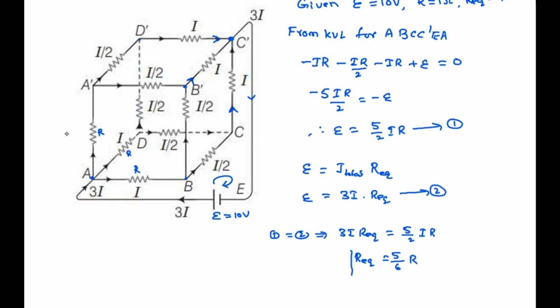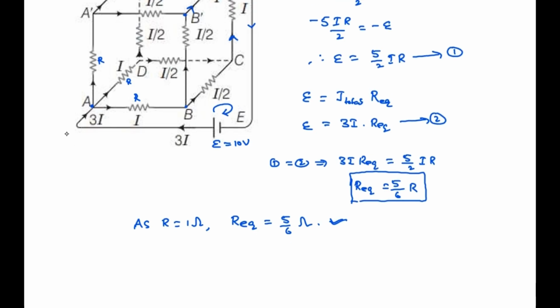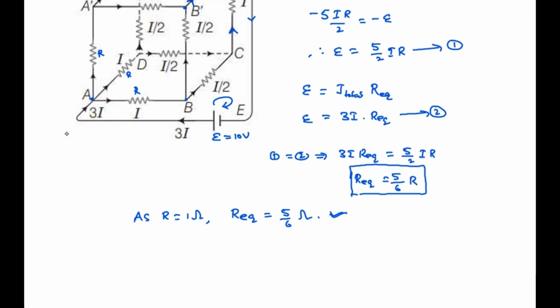This is the general expression for a cube which has resistance R along each edge, taken diagonally. Now, as R is equal to 1 ohm is given, R equivalent diagonally is nothing but 5 by 6 ohm. This is one of the answers. One more thing is the current across each edge. We can use either equation number 1 or equation number 2.